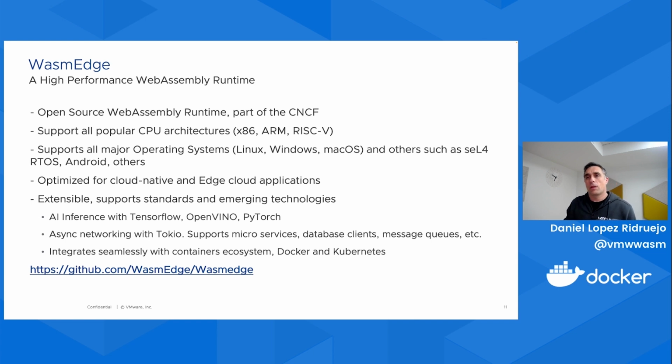Some of them WasmEdge is building on their own with an eye to when they get standardized, they will be contributing back or adapting to it. But if you want to use neural networks and AI inference today, you can do so very efficiently with WasmEdge. There's a lot of networking capabilities. We'll be using some of those during the demo, and it is also integrated with the rest of the container ecosystem, including Kubernetes and Docker.